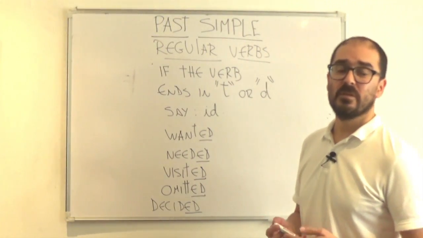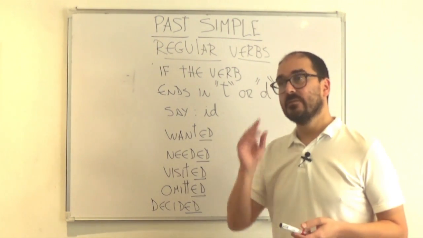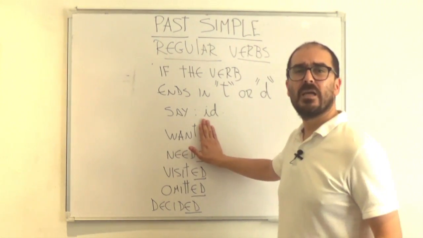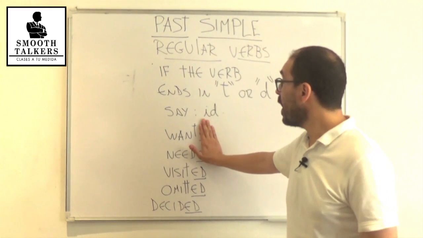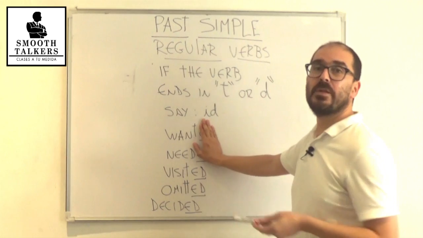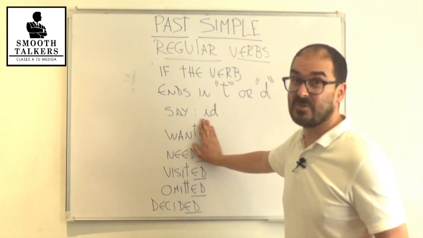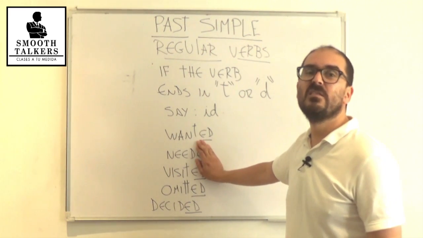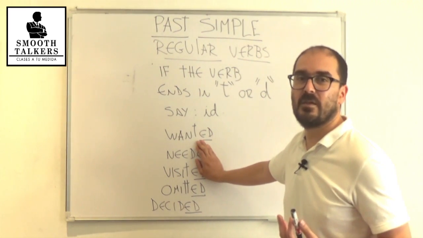Just like every rule, this rule has exceptions. But the exceptions have a reason. What happens with the verb want? Let's think about it for a second. You'll see, this is ridiculous, so you're going to remember it. Want. If we try to put a T after want, what happens? Wanted to. Wanted to. It sounds ridiculous, so don't try this at home. What happens with need? Needed to. Needed to. So it looks like you're stuttering, okay?